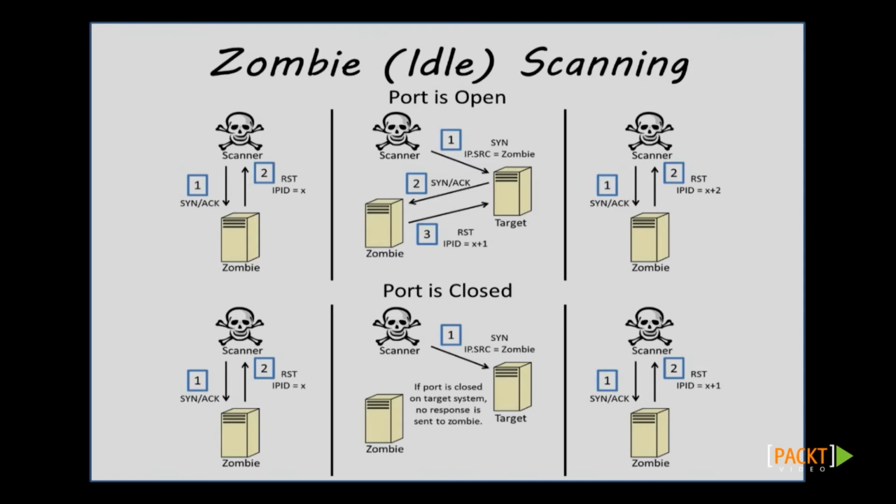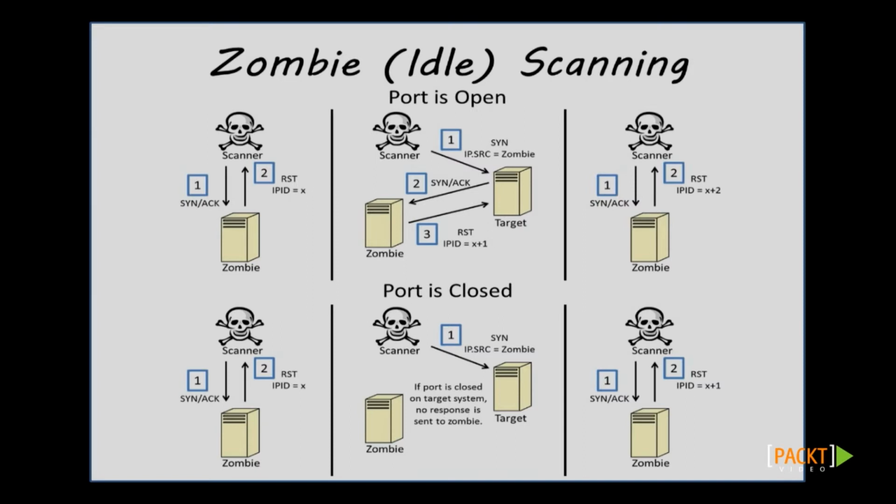Then we send a spoofed SYN packet using the IP address of the zombie system to the victim that we are performing the zombie scan against. If the port is open on the target system, then that target system will reply to the zombie system with a SYN/ACK packet. Because the zombie system didn't actually send the initial SYN packet, which was spoofed by our system, it then replies with an RST packet to reset the connection. This causes the IP ID value of the zombie system to increase by 1, but only if the port of the victim system is open.